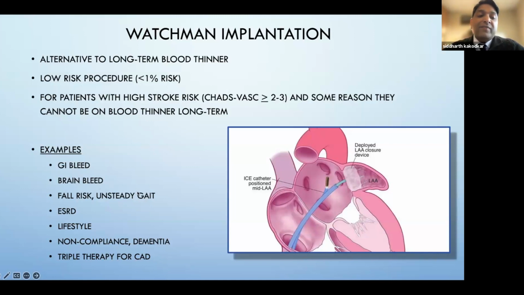Or if you fall or have an unsteady gait, right? We have a lot of older patients who might need walkers or feel unsteady. And if they fall and hit their head and they're on a blood thinner, that's high risk for a brain bleed. People who are on dialysis or have end-stage renal disease or kidney disease, they tend to have a higher bleeding risk. And they also qualify for Watchman.